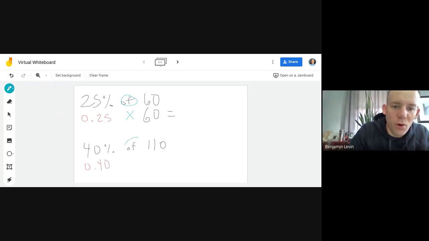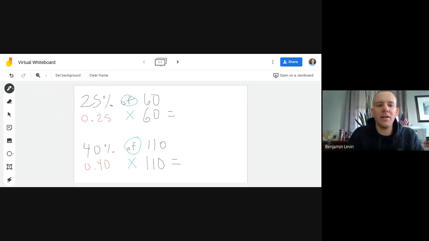$0.40. We know that the word "of" means times, and we leave our 110, and we have a problem we can solve here, right? 25% of 60 means 0.25 times 60. Of means times, just like per means divide. So all you got to do is now solve this. You can maybe do it in your head. If you can't do it in your head, you can use a calculator to do it, right?